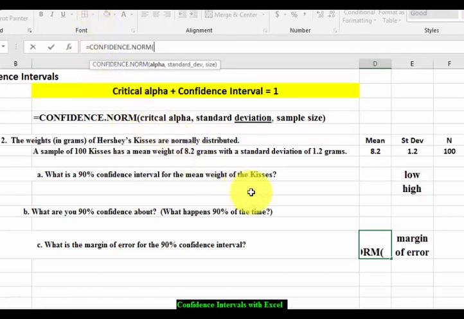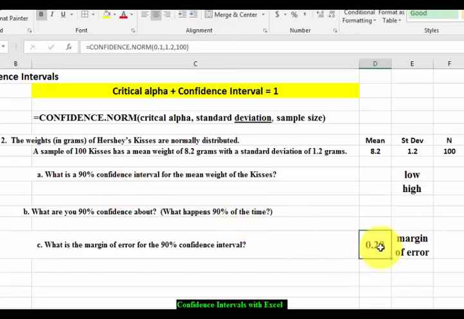Confidence norm. So our alpha on this one, 90% confidence interval, means the alpha is 10%, commonly called 0.1, comma. Standard deviation is 1.2. We do not divide that by the sample size because Excel does that for us, and our sample size is 100. All right, so there's our margin of error. That's our wiggle room. That's our plus or minus factor.